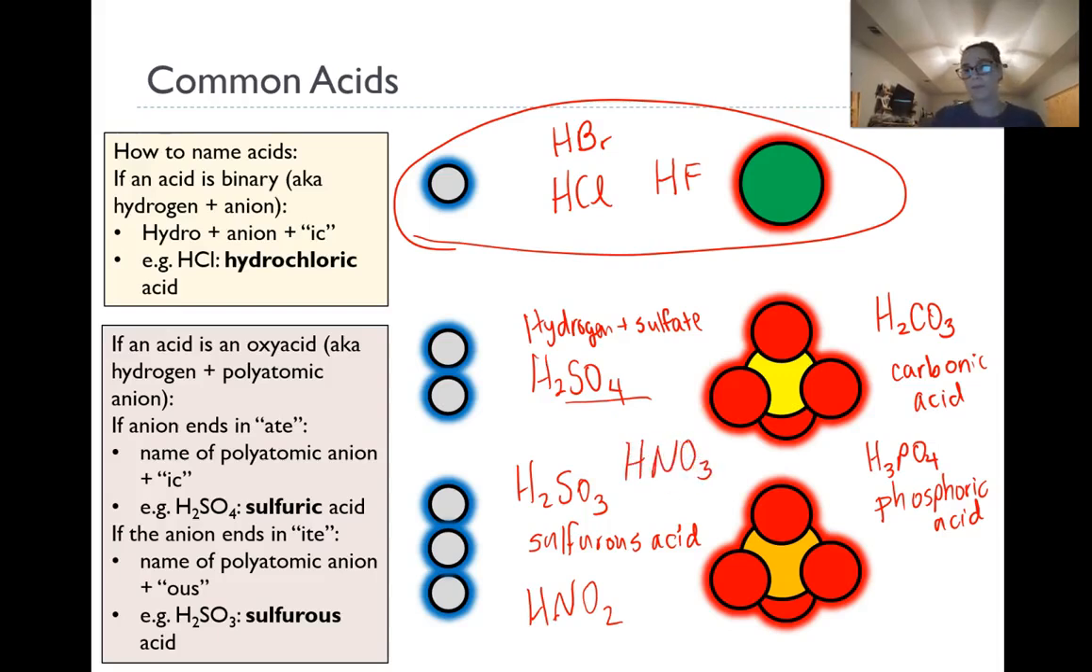So basically my rule of thumb is this: ate-ic, ite-ous. If it's an ate anion, it ends in ic. If it's an ite anion, it ends in ous. And there you go, that's how you name acids.